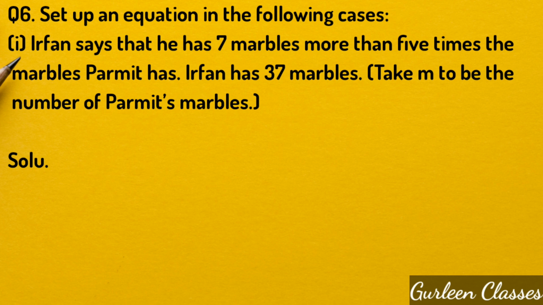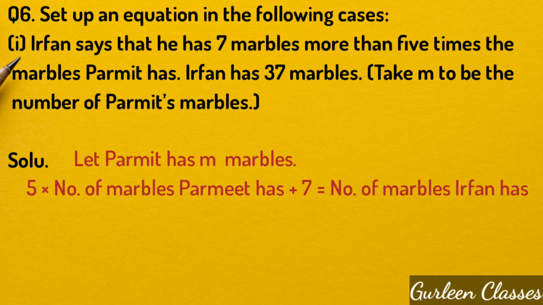So here we have taken m as a variable. We don't know what will be the value of m. So now let us write the solution. Let Parmeet have m marbles. So 5 into the number of marbles Parmeet has plus 7 is equal to the number of marbles Irfan has. So 5 into m plus 7 is equal to 37, as Irfan has 37 marbles. 5m plus 7 is equal to 37. So here we have formed the equation.